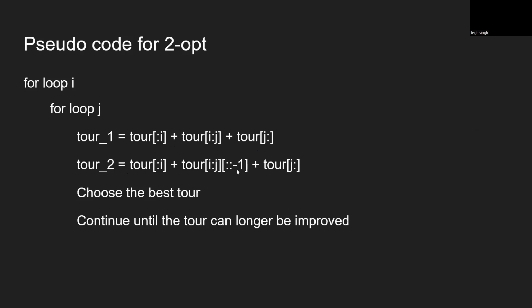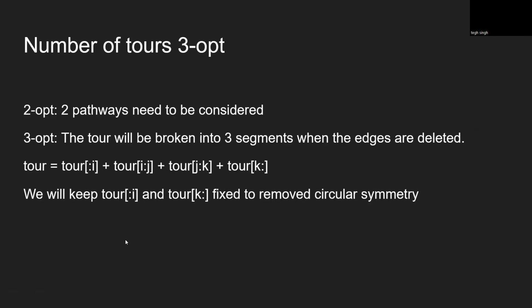Now, we can delete the edge from i minus 1 to i, and likewise the edge from j minus 1 to j, by reversing tour[i:j]. To do the reverse, you just use colon minus 1. We choose the best tour and continue until the tour can no longer be improved. So for 2-opt, there are two pathways that need to be considered, tour 1 and tour 2.